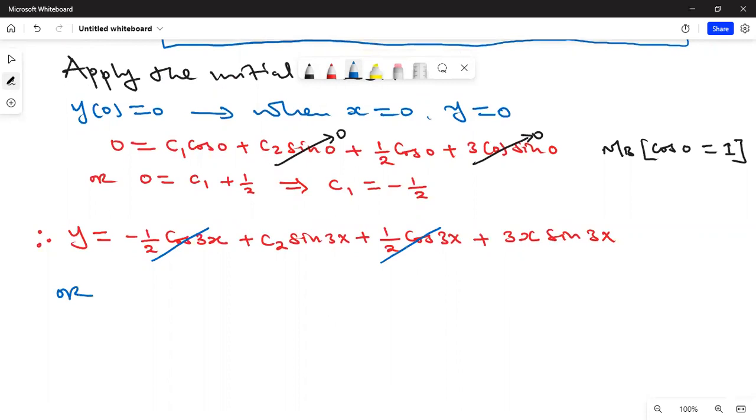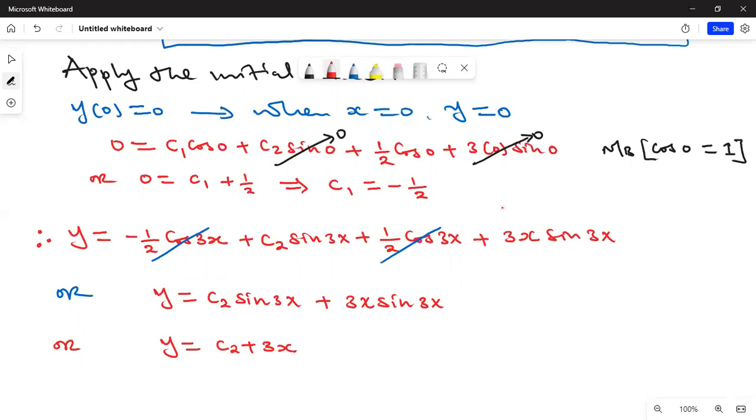So you can say y is equal to C2 sine 3x plus 3x sine 3x, which you can write as y is equal to C2 plus 3x, this is multiplying sine 3x. So I also need to apply the other condition.